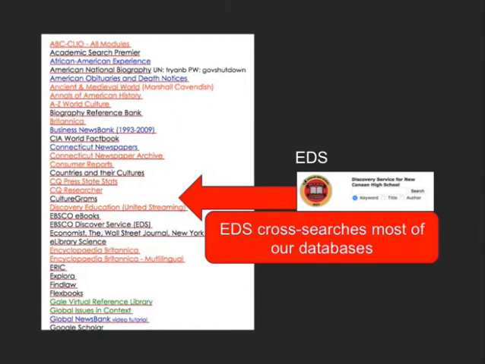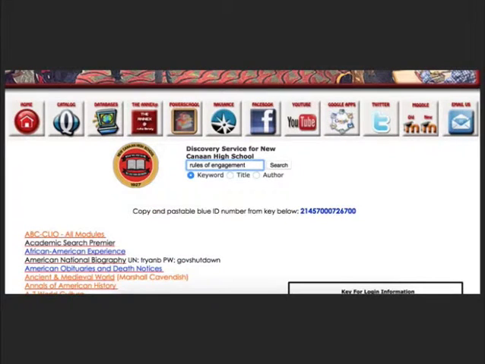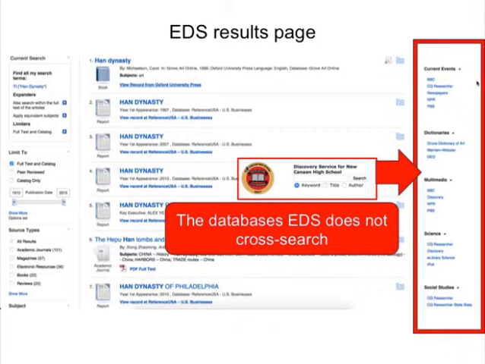All right, so EDS cross-searches all of our databases with a few exceptions, which I'll talk about shortly. So you can enter a search in the little search widget at the top of the database page, and it will cross-search most of these databases. The exceptions are those that are off to the right. Those are not cross-searched.